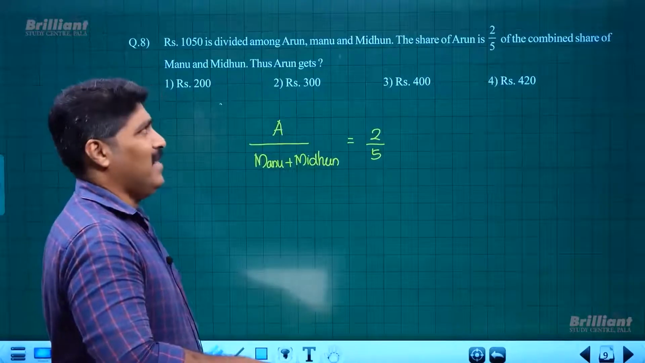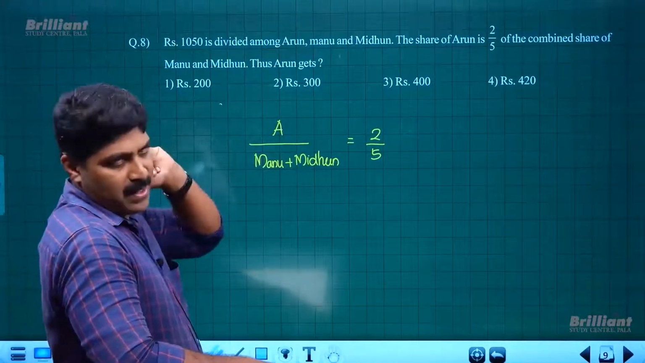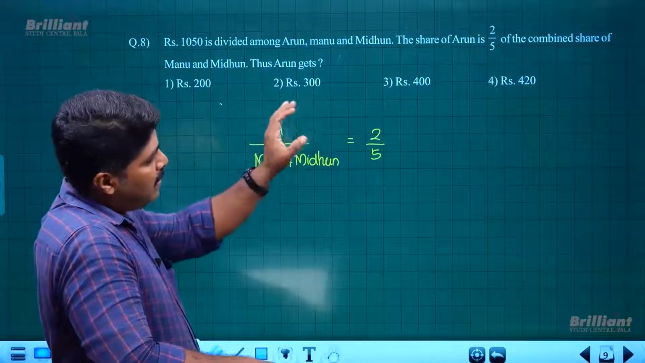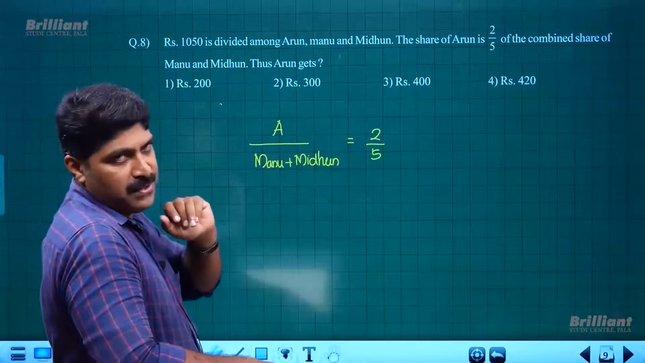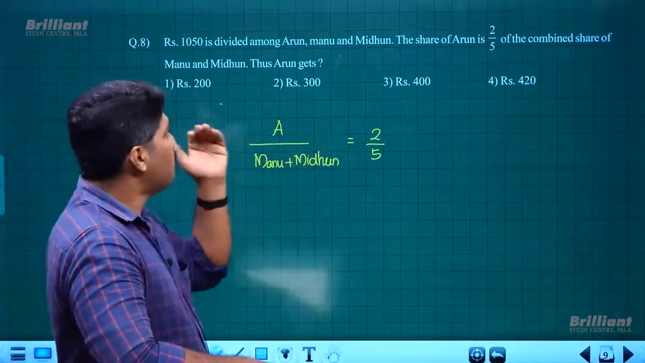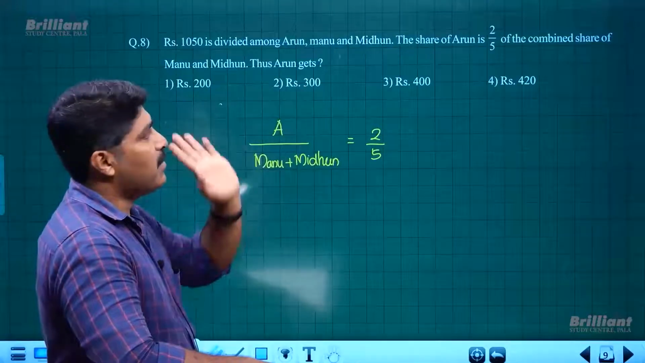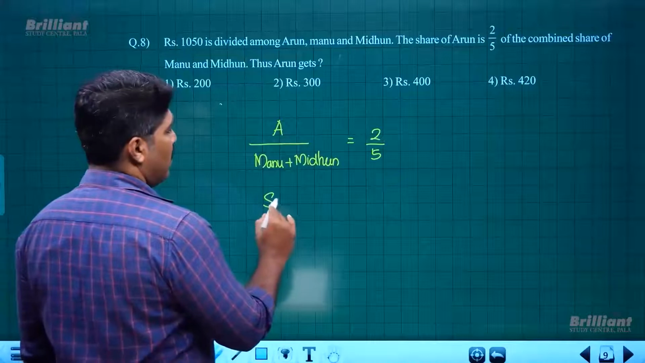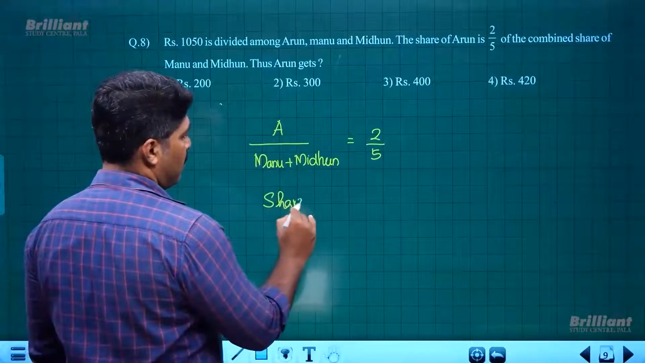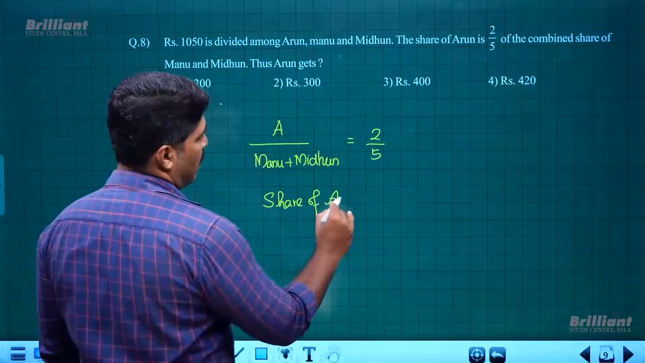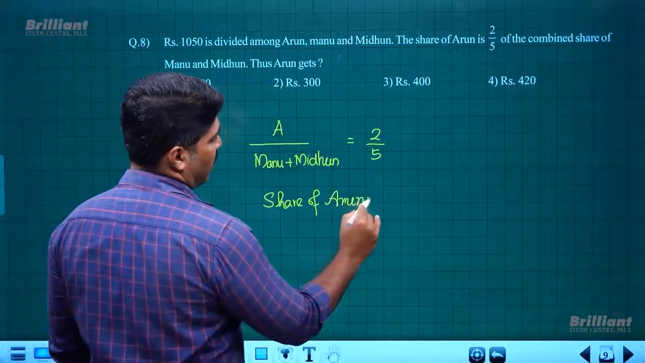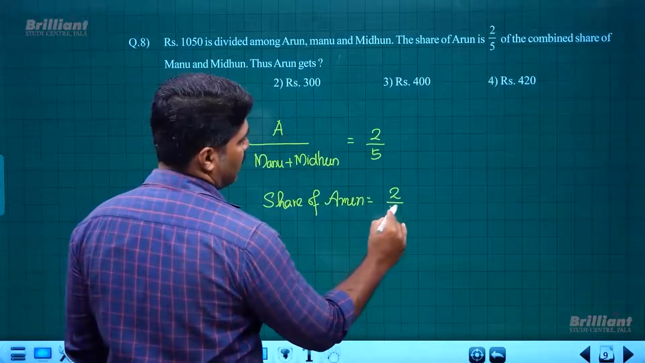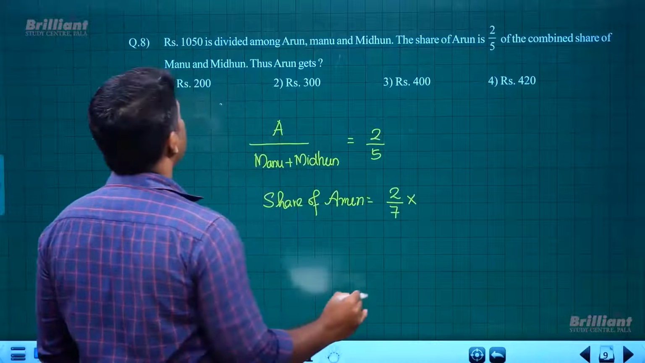So what it means, the total amount is distributed into 7 equal portions. Out of those 7 equal portions, 2 portions are the share of Arun. So therefore, we have to consider the share of Arun. What is it? 2 by 7 of the total.